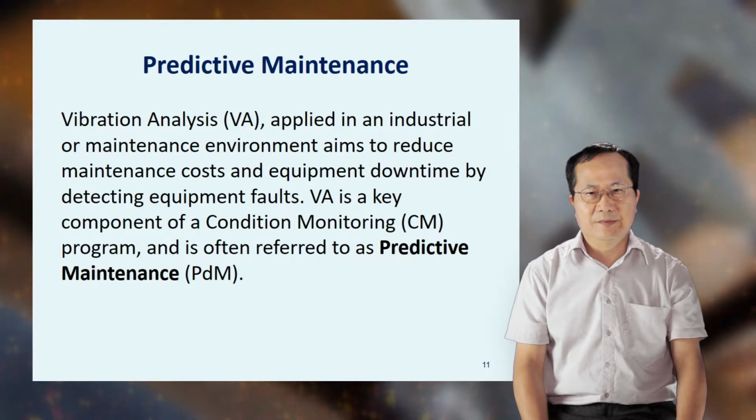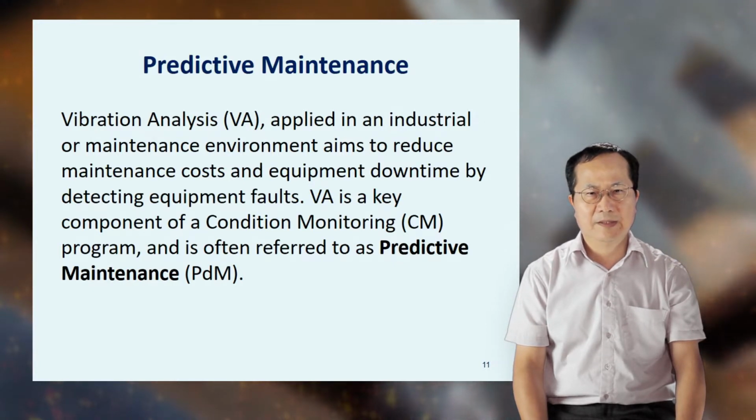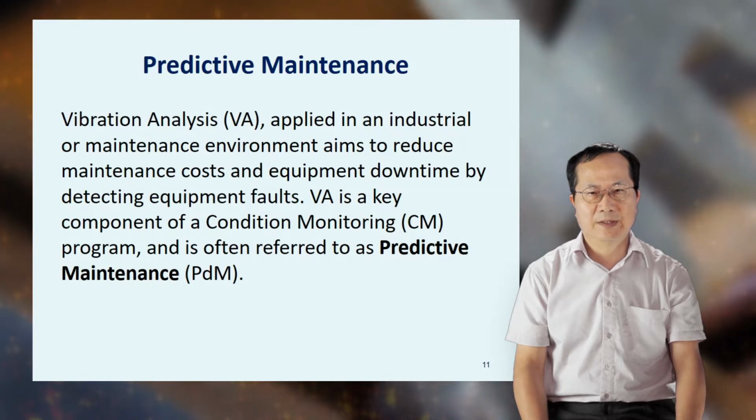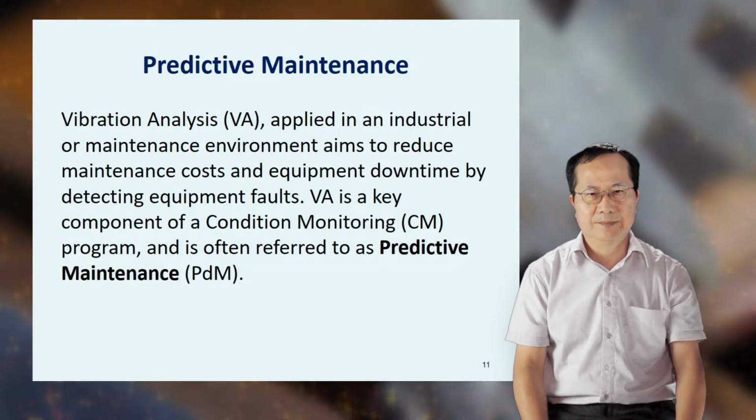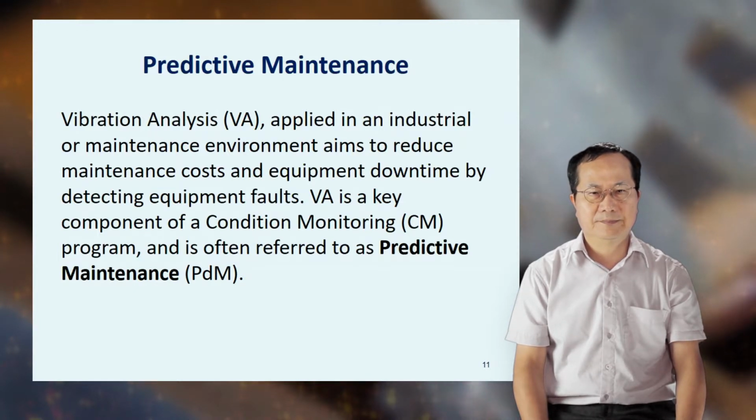Vibration analysis, VA, applied in an industrial and maintenance environment, aims to reduce maintenance cost and equipment downtime by detecting equipment faults. VA is a key component of a condition monitoring program, and is often referred to as predictive maintenance, PdM.